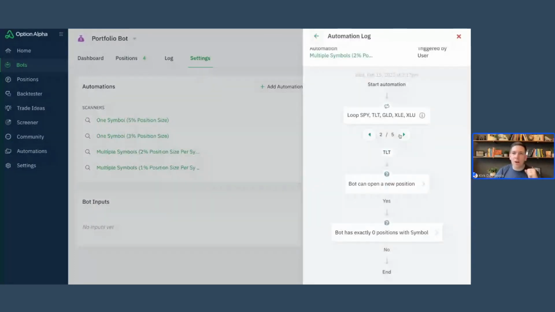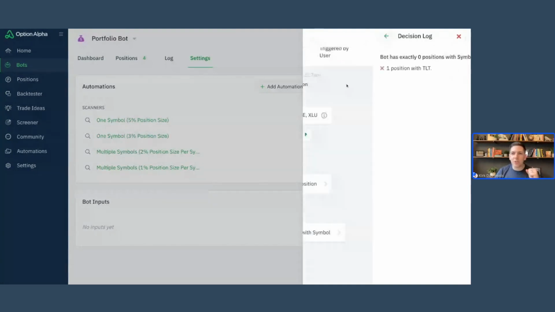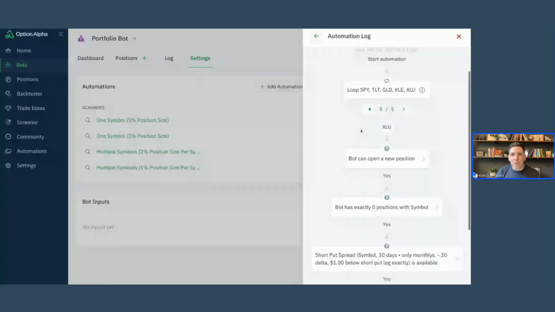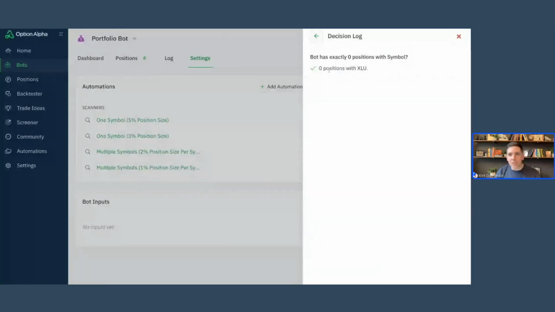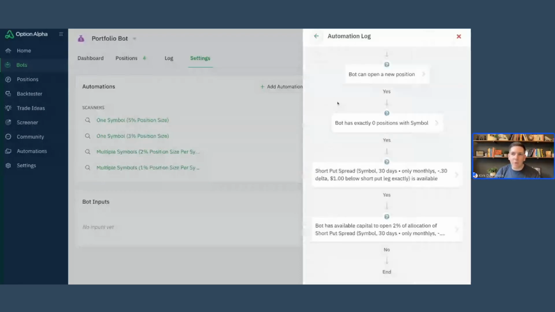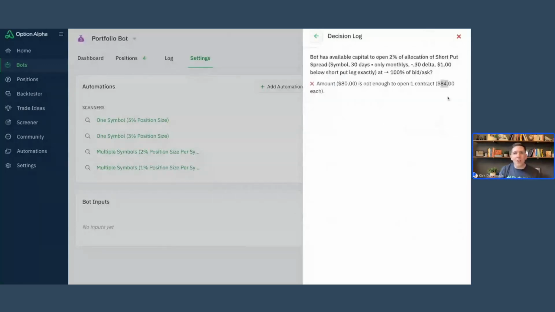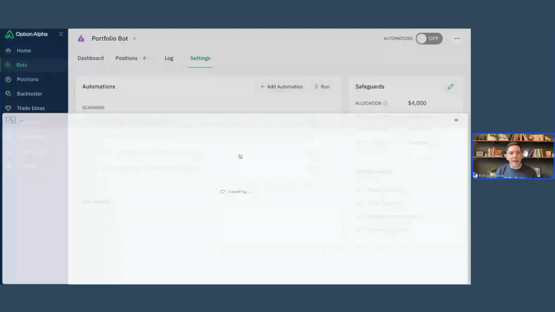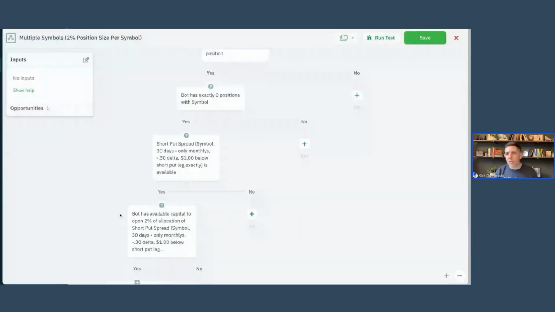TLT? Nope, already have a position in TLT. Next symbol. GLD? Nope, already have a position. XLU, can I open a position in XLU? Yes, I have no position in XLU, but I still fail at the capital. That's okay. Now it requires 84. So whenever it dips under 80, boom, it'll start to fire off orders to try to open that position, and that's okay. So you can see how just with these capital limits that we've set in place, we're limiting what the bot can do and also keeping our position size insanely small by default.